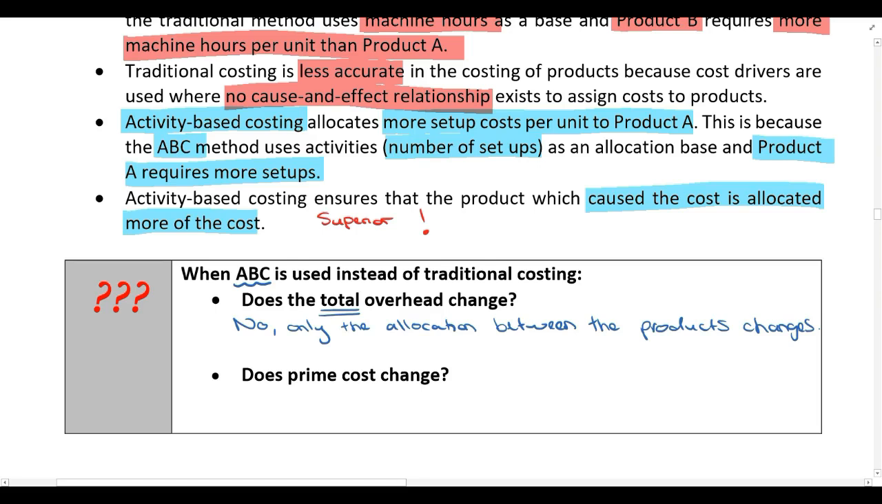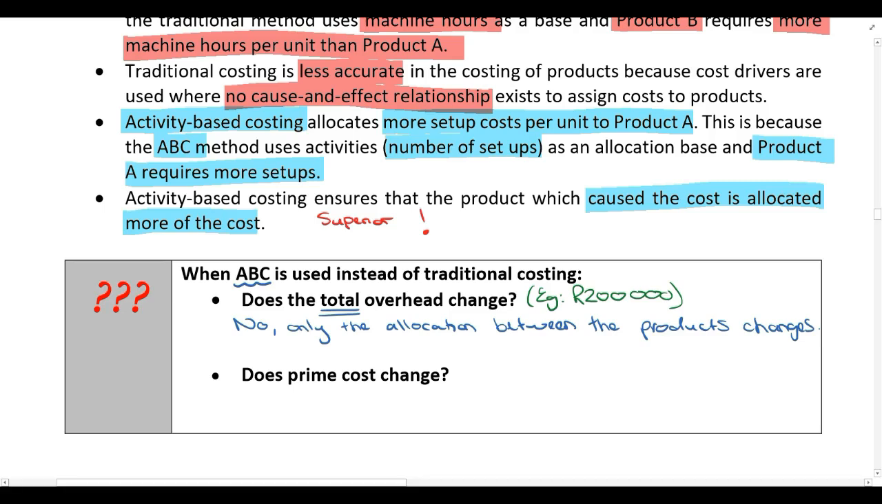Okay, in both cases, we saw that the total cost was 200,000 Rand. If we split it using machine hours, we just allocated more of the cost to the product that had more machine hours. If we split it using setups, we allocated more to the product that had more setups. But in total, the cost did not change.